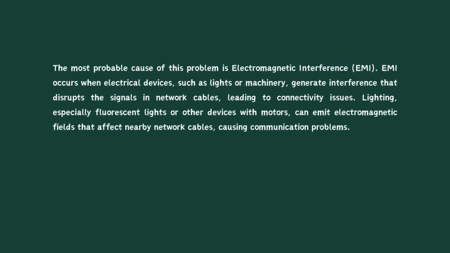EMI occurs when electrical devices, such as lights or machinery, generate interference that disrupts the signals in network cables, leading to connectivity issues. Lighting, especially fluorescent lights or other devices with motors, can emit electromagnetic fields that affect nearby network cables, causing communication problems.